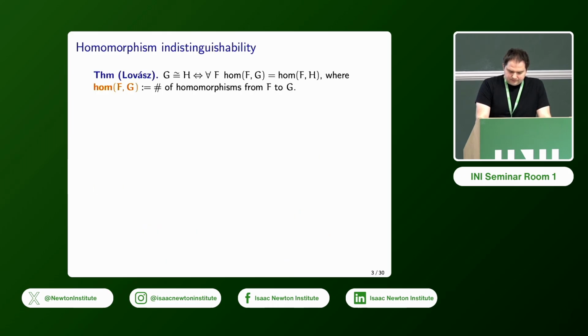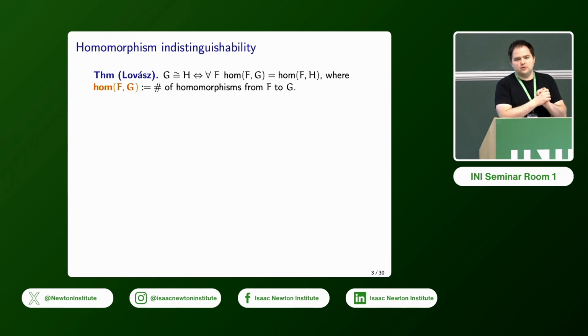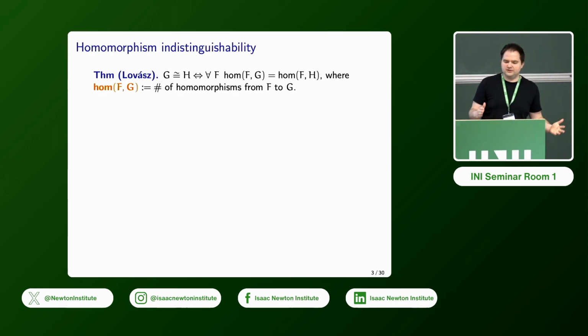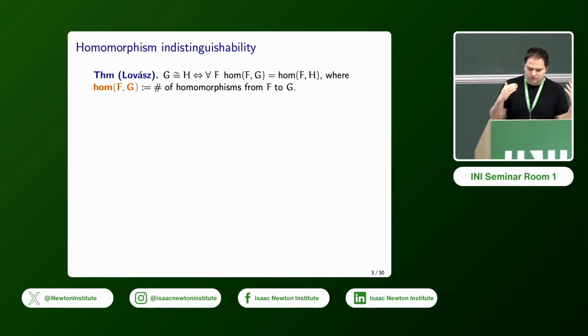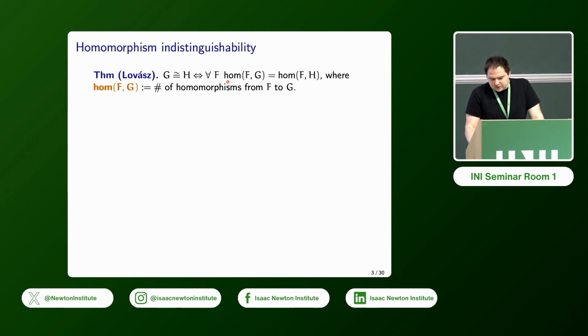An important theorem in combinatorics that connects homomorphisms and the isomorphism relation on graphs is a famous theorem by Lovász. This basically says that you can characterize the isomorphism relation by counting homomorphisms from some other graphs to the two graphs that you are considering. By hom(F,G), we mean the number of homomorphisms from a graph F to graph G.